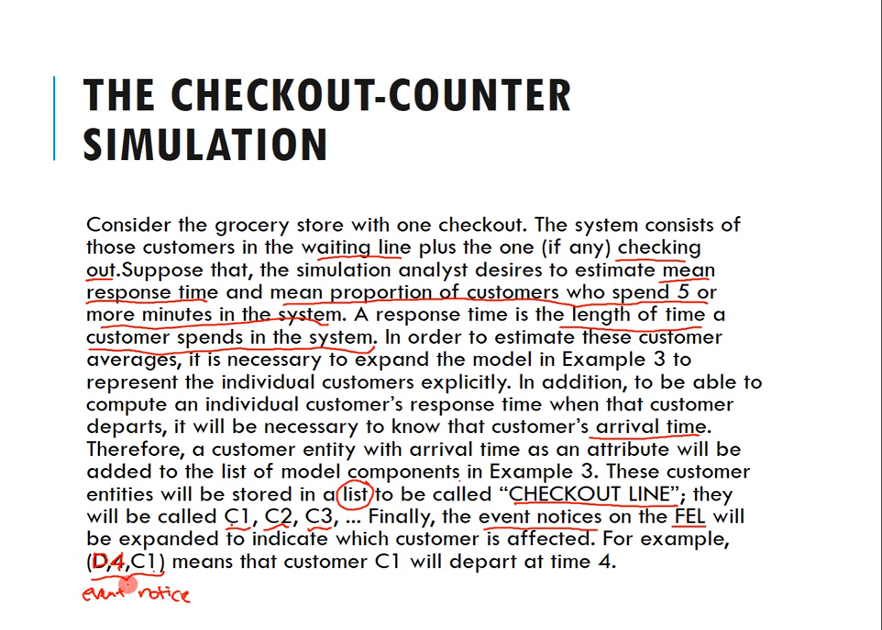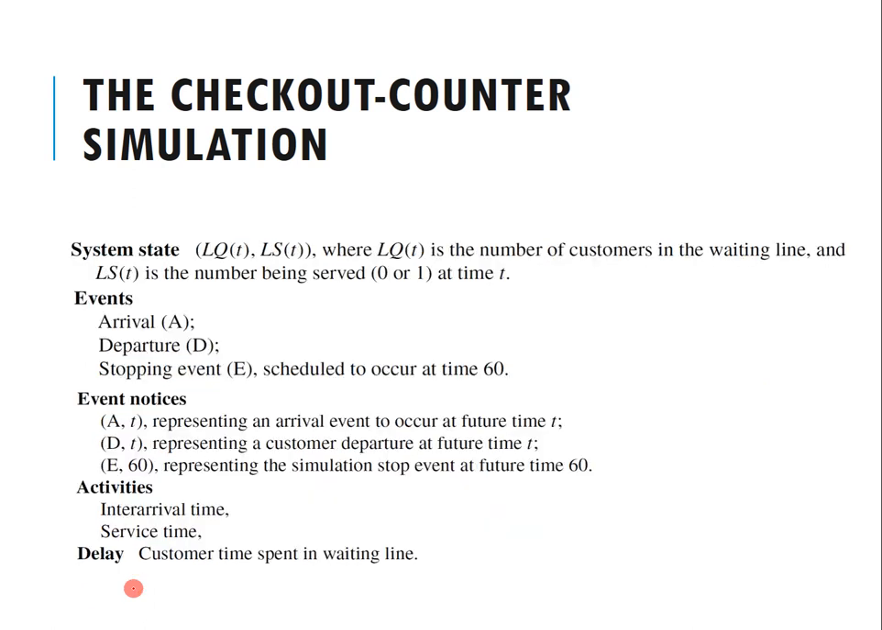This is an example of an event notice. We use a symbol to represent the event. Basically, an event notice tells you what is going to happen in the future. And these event notices will be in a list, which we call the future event list, a list of future events.